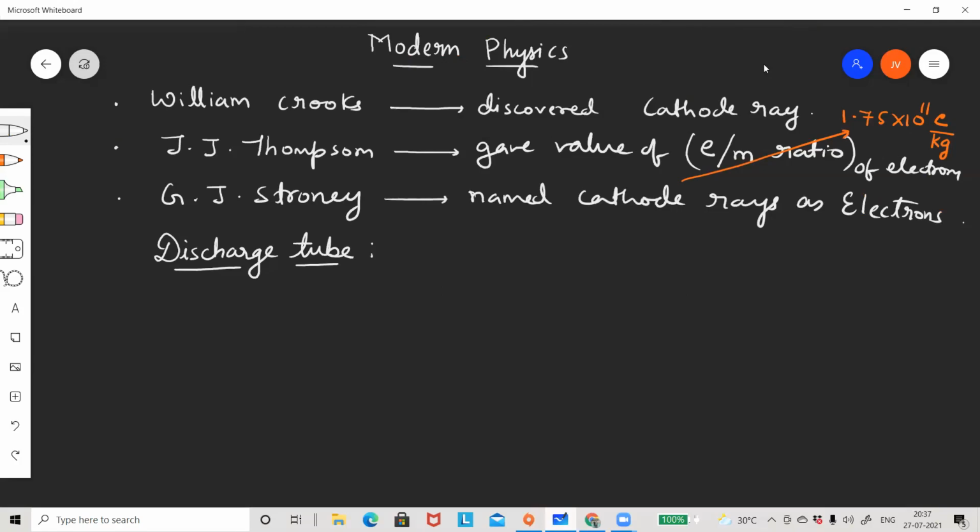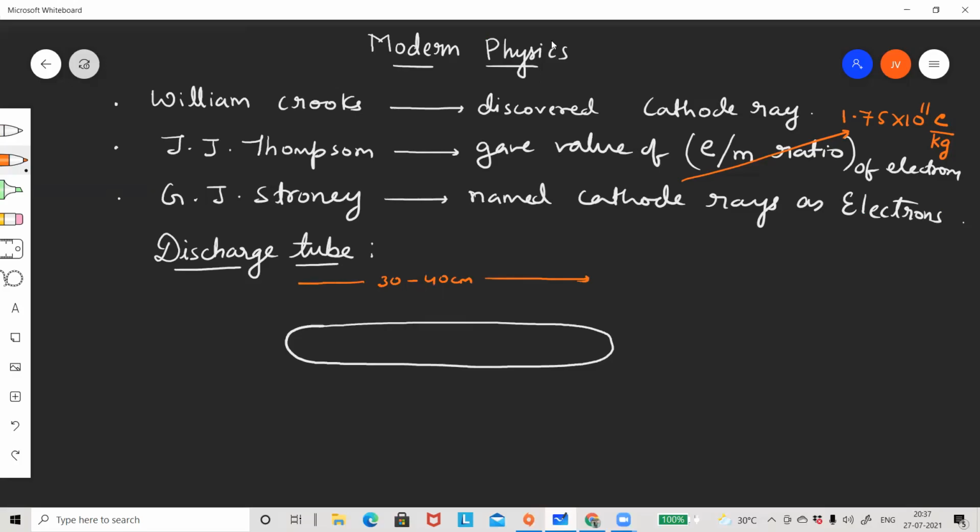People like this chapter. So what is a discharge tube? A discharge tube is a narrow, long glass tube, which gives discharge of some kind. That means light discharges or light flashes. A discharge tube's length is approximately 30 to 40 centimeters, and its width approximately 2 to 3 centimeters. So most of the discharge tubes are of this dimension.